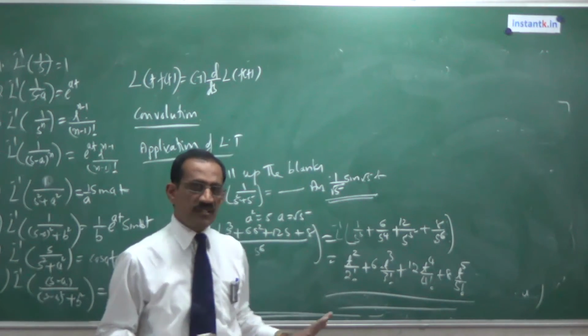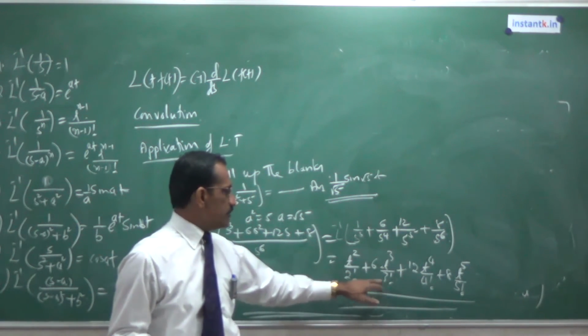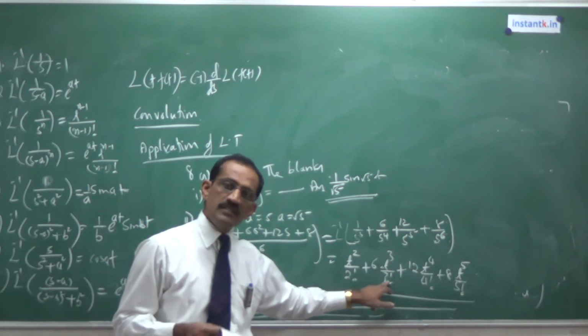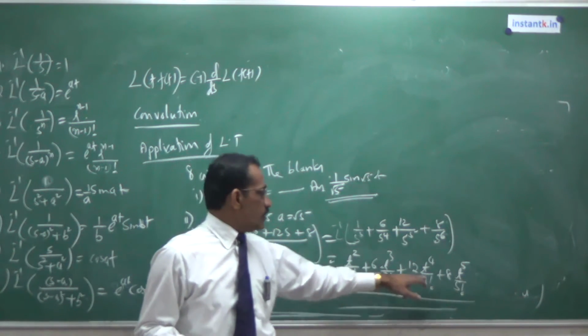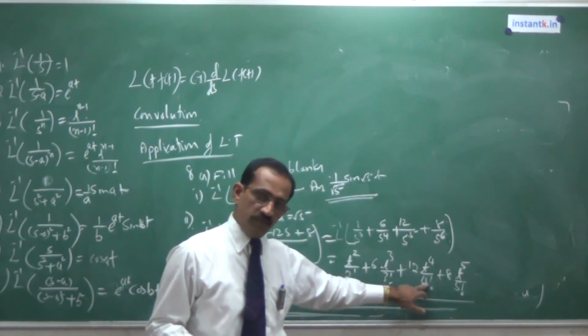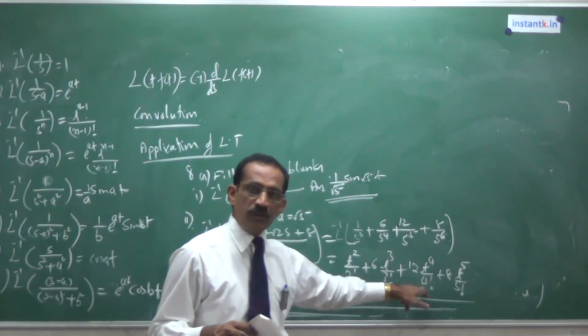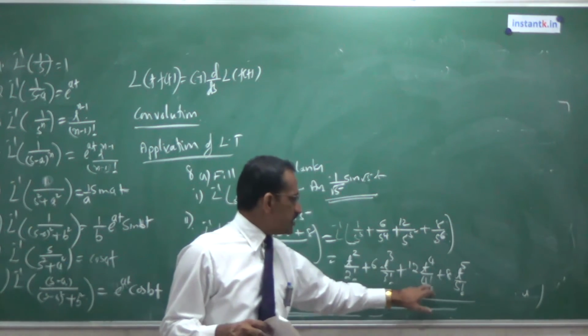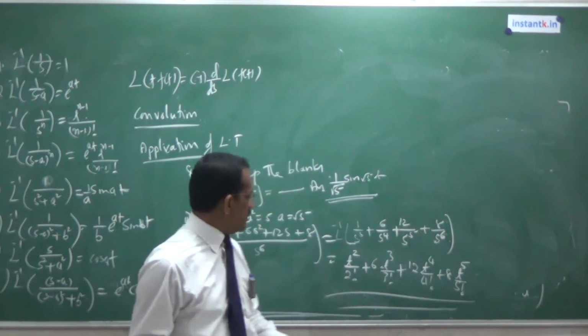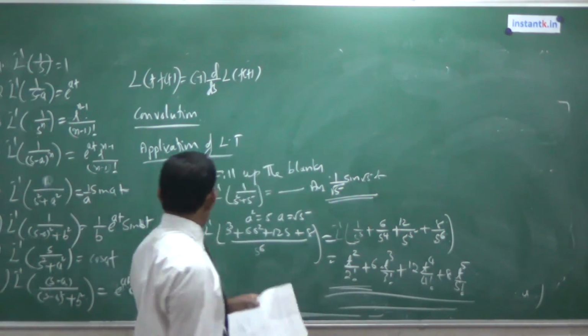Now 4 options are given, and you have to see which is the correct one. Factorial 3 means 6, so the 6 gets cancelled. Factorial 4 means 24. Up to 3 it is 6, and 6 into 4 is 24. 12 by 24 means 2 is remaining. Like that you can simplify this. So this is the answer for the second one.